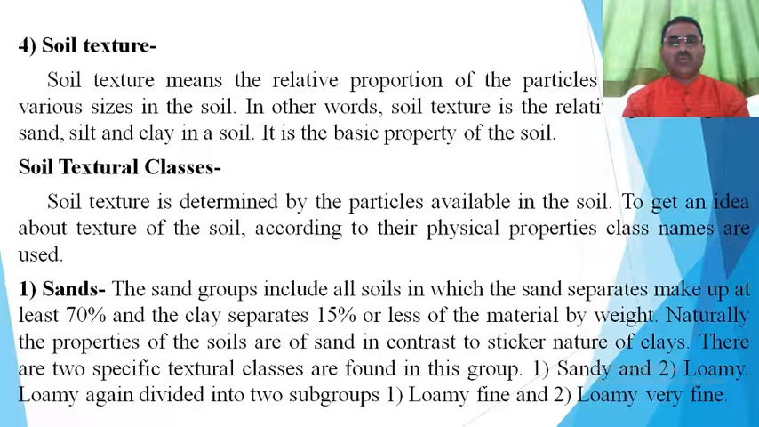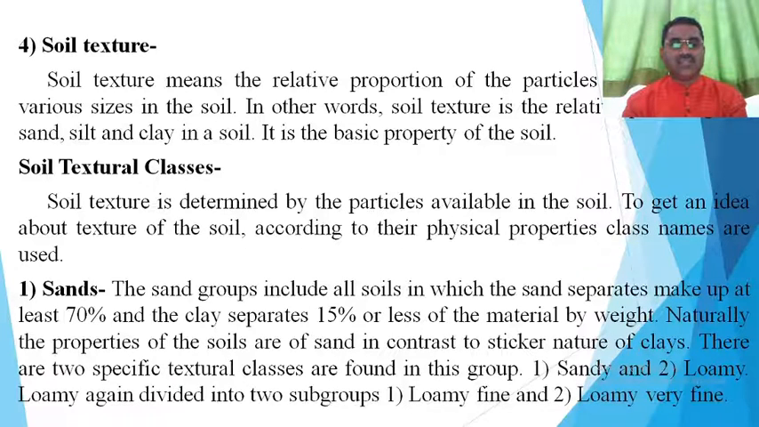It is the basic property of soil. In short, soil texture is nothing but the ratio or proportion of sand, silt and clay. So soil texture is nothing but the percentage of these particles, sand, silt and clay. According to this there are soil textural classes. Soil texture is determined by the particles available in the soil. To get an idea about texture of the soil according to their physical properties, class names are used.